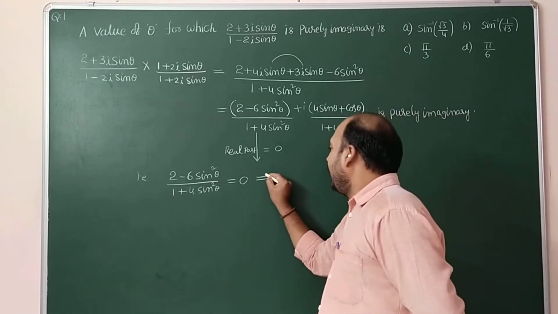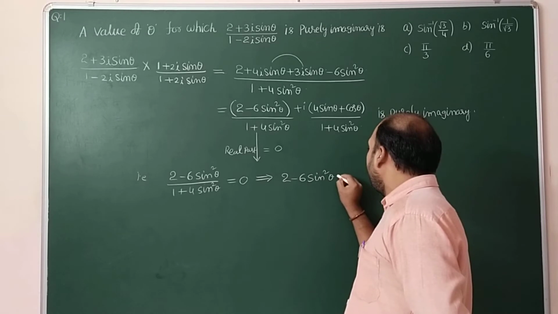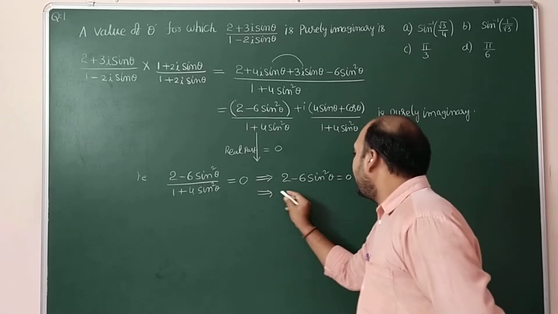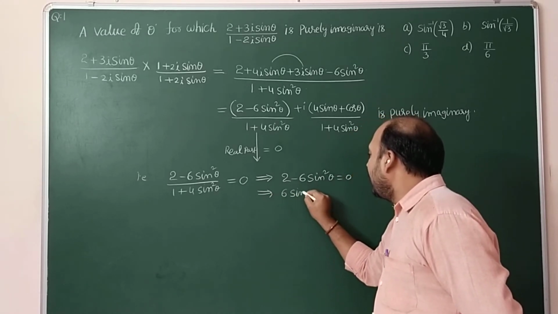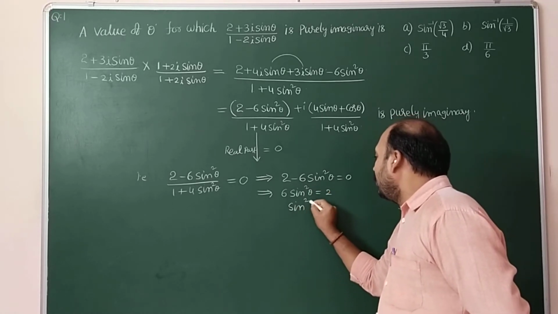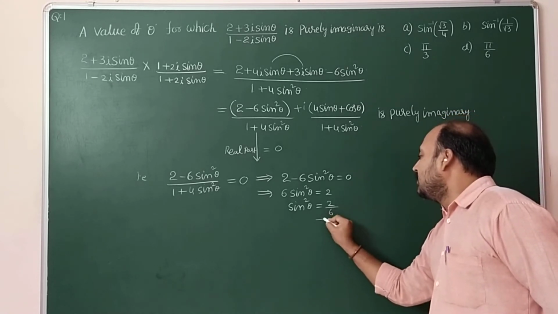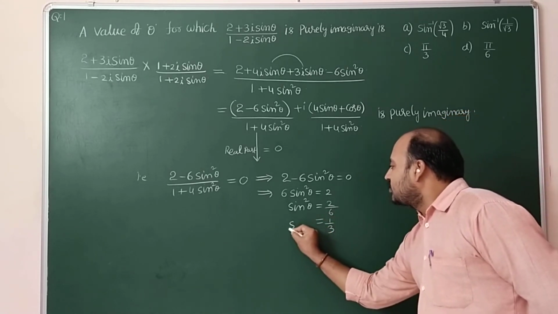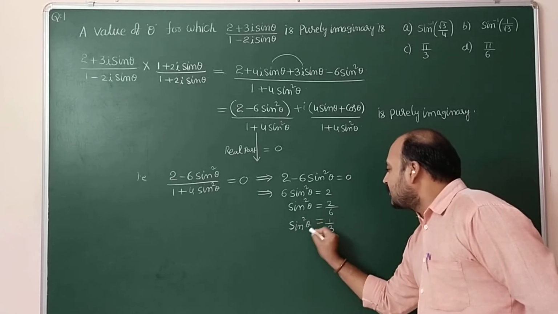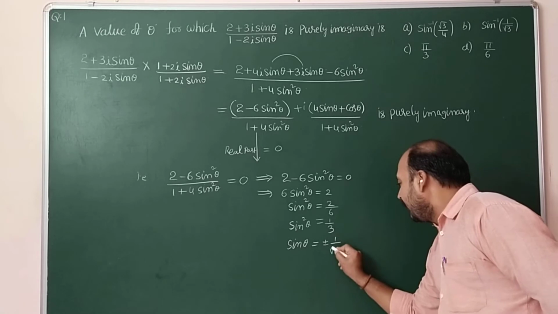So cross multiply. 2 minus 6 sin square theta equal to 0. That implies 6 sin square theta equal to 2. So sin square theta equal to 2 by 6, that means 1 by 3. Sin square theta equal to 1 by 3, sin theta equal to plus or minus 1 by root 3.